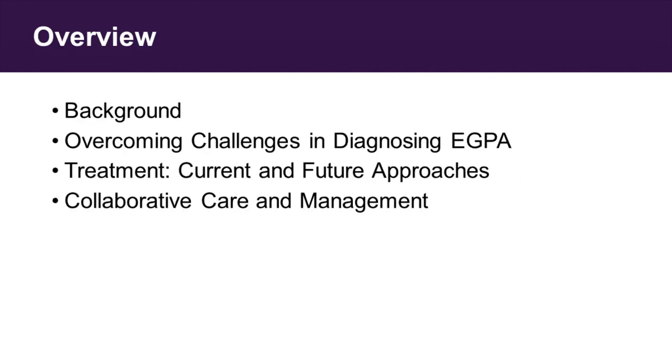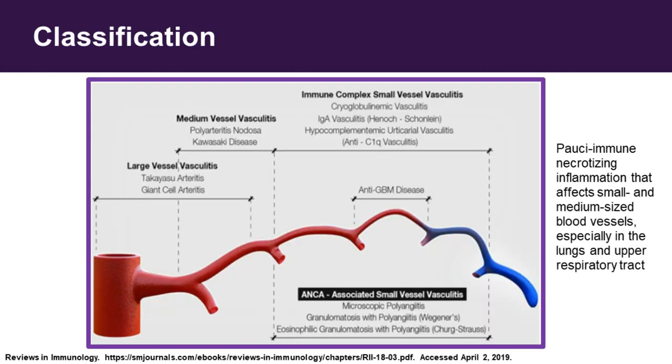So I'm going to start with background, and then I will go into overcoming some challenges in diagnosing EGPA, and then shift gears a little bit to talk about treatment, some current and future approaches, and end with collaborative care and management. So this is the slide you have to show if you're talking about vasculitis, and basically it's showing that we categorize our vasculitides based on the size of the blood vessel that's affected.